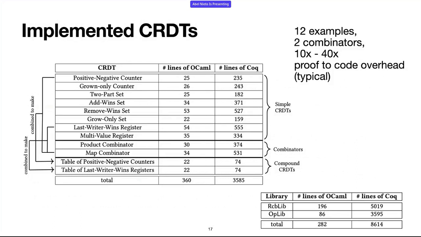And in this case, you can get to it by applying the map combinator to the last writer wins register, which is another kind of CRDT. And you can see that the overhead in general for these kinds of proofs is 10x to 40x from number of lines of code to number of lines of proof. But the nice part is that in that last step where you get the table, using the combinator really factors out complexity, and it's relatively straightforward to instantiate things once you have all the different components. So we really double down on the modularity theme.